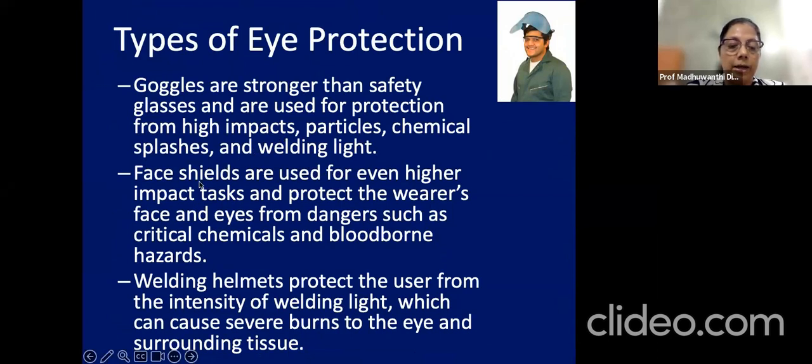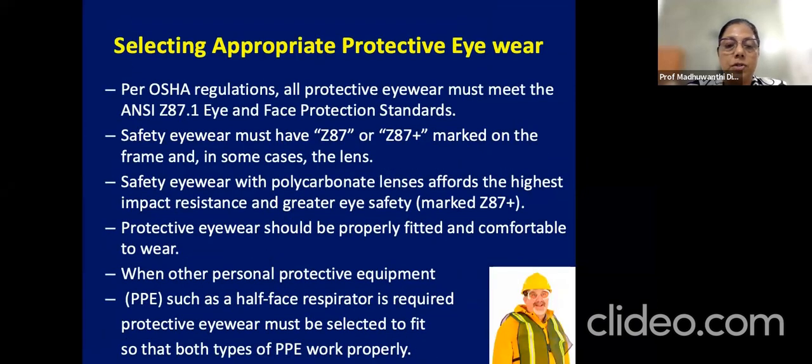Then next, we have face shields. They are used even for higher impact tasks, and they will protect the wearer's face and eyes from critical chemicals and bloodborne hazards as well. Then there are separate welding helmets, which will protect the user from the intensity of welding light, which can cause severe burns to the cornea, as well as damage the surrounding eye tissue as well as the retina. Sometimes the workers don't use them and they come with all kinds of complaints. So it is important to select the appropriate eyewear for the appropriate job.